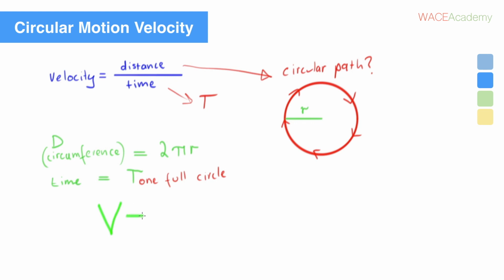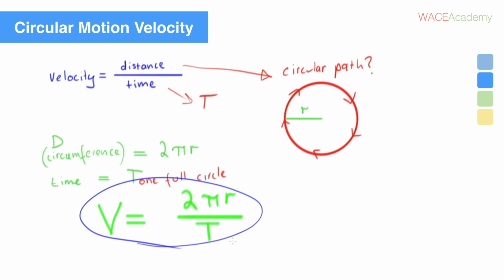So the formula we can use to calculate the velocity of circular motion is v is equal to 2 pi r over t, with velocity being in meters per second, radius in meters, and t in seconds. Let's look at an example.